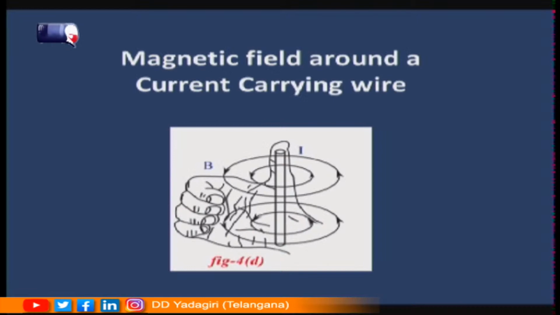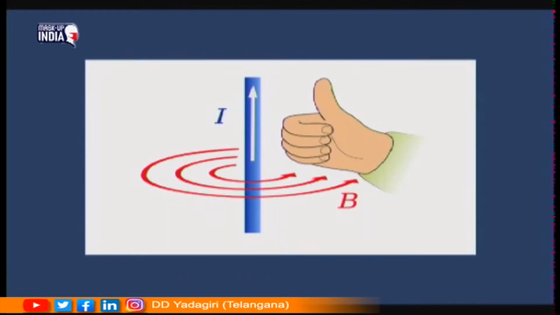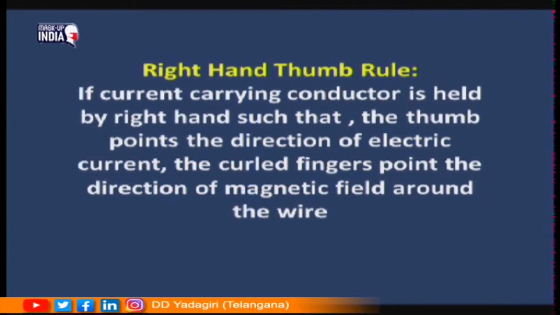The magnetic field around a current carrying wire is given by right hand thumb rule, which says whenever we hold a current carrying wire by our right hand in such a way that the thumb shows the direction of the electric current, the curled fingers point the direction of magnetic field around the wire.